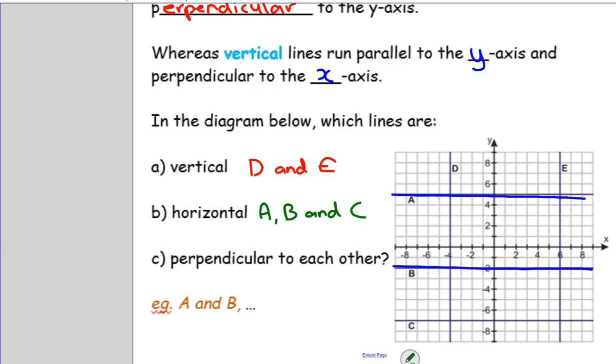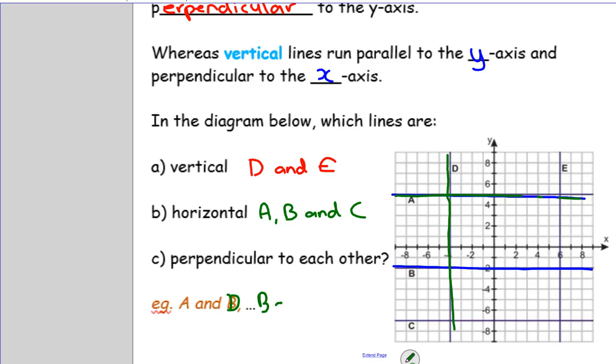Now, perpendicular to each other, one example is, for example, I said A and B, but they're not, they're parallel to each other. So I meant to say, sorry, A and D. So please change that to A and D, not B, because see, A and D are perpendicular to each other, whereas A and B are parallel. Sorry, that's a typo.